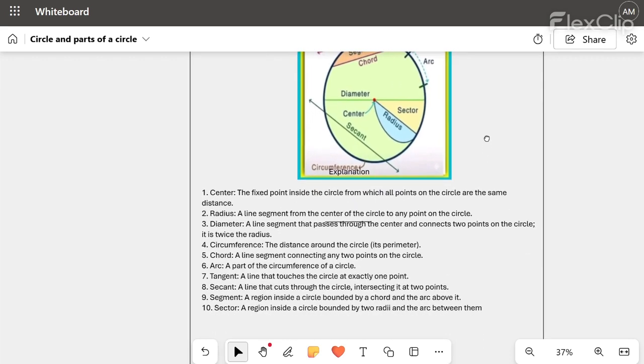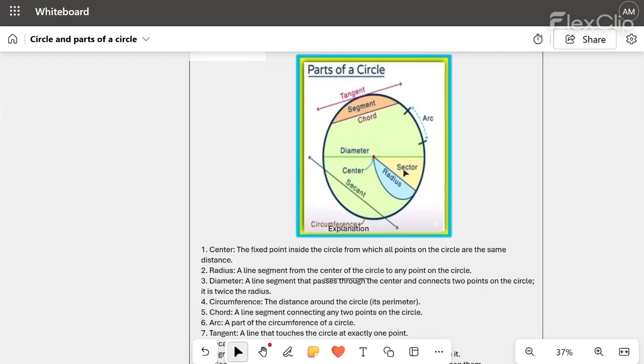Now the last part of a circle we have here is sector of a circle. A sector is a region inside a circle bounded by two radii and an arc between them. Now this is what that means. This is a sector here, two radii. The plural of radius is radii. This is the first radius, this is the second radius, and this is an arc between them. This is an arc from this point to this point that is between them.